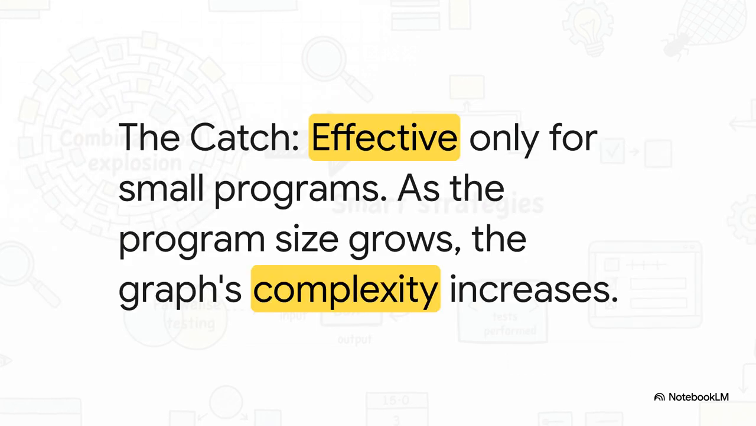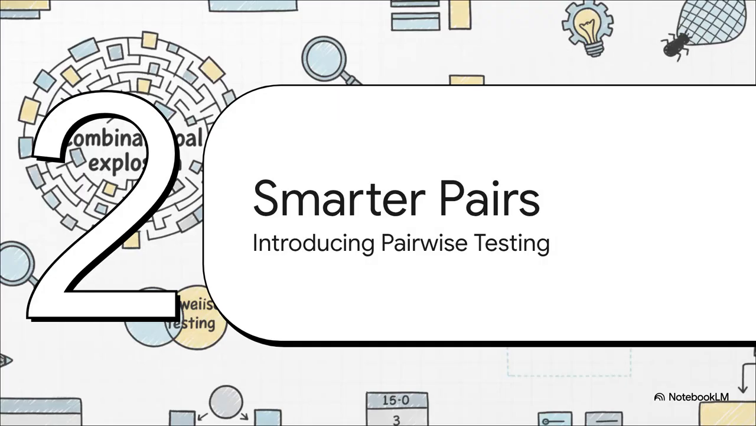But here's the catch. This is where the whole thing kind of falls apart. For a simple form, it works great. But for a modern app with hundreds of inputs and thousands of possible results, that graph just becomes a tangled, unmanageable nightmare. It just doesn't scale up.